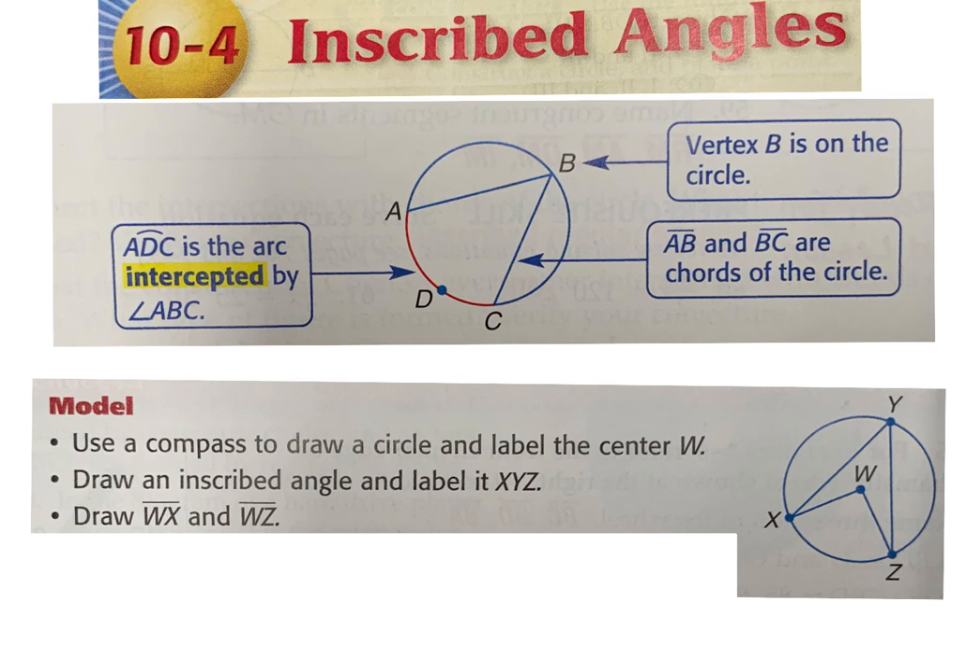So this particular angle is ABC. This is an inscribed angle. Inscribed. It is completely inside the circle. All right. The vertex is on the circle. AB are chords of the circle.